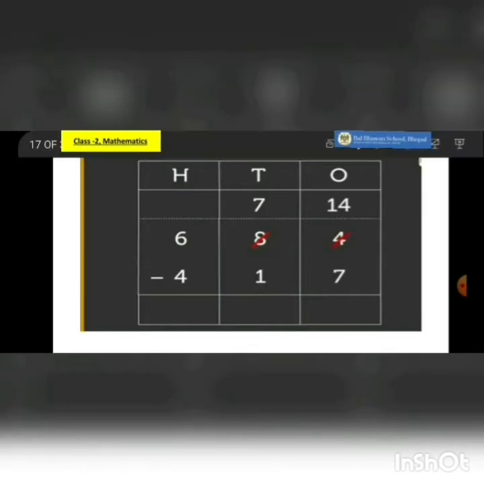So what we have to do here is draw 14 lines first. 1, 2, 3, 4, 5, 6, 7, 8, 9, 10, 11, 12, 13, 14. Now minus 7 from these 14 lines, strike out 1, 2, 3, 4, 5, 6, 7. So how many are left? 1, 2, 3, 4, 5, 6, 7. So 7 is left and that we are going to write under the ones place.